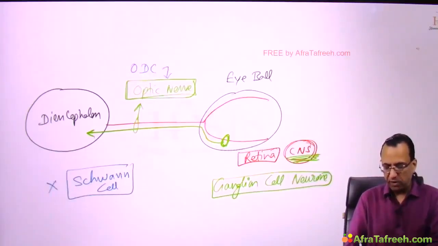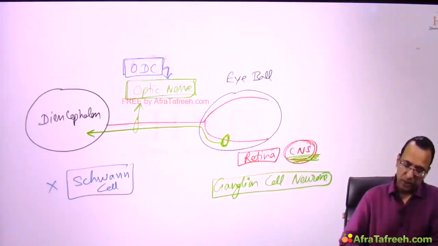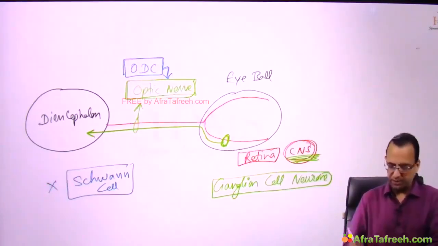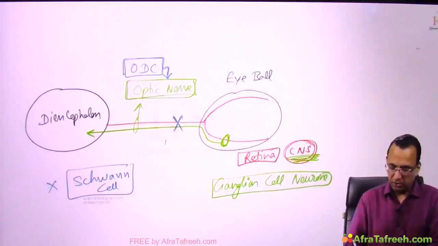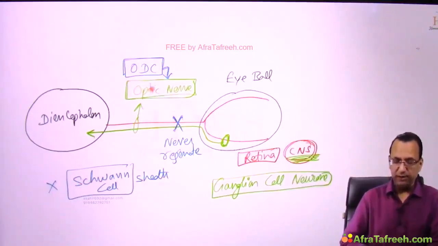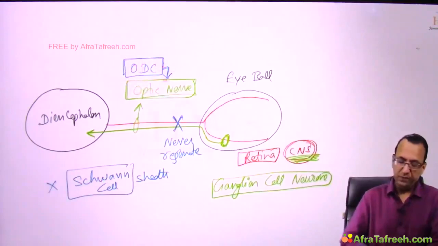Now, if it is the oligodendrocytes which are myelinating the optic nerve and not the Schwann cells, you know what will happen if there is injury to the optic nerve? It will never regenerate. Why will the optic nerve never regenerate? Because it does not have a Schwann cell sheath. Once the optic nerve is damaged, it will never regenerate because it does not have the Schwann cell sheath, which is required for regeneration. It is actually myelinated by the oligodendrocyte. This is one point.